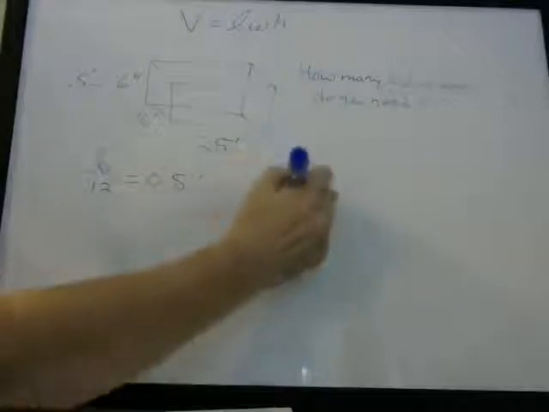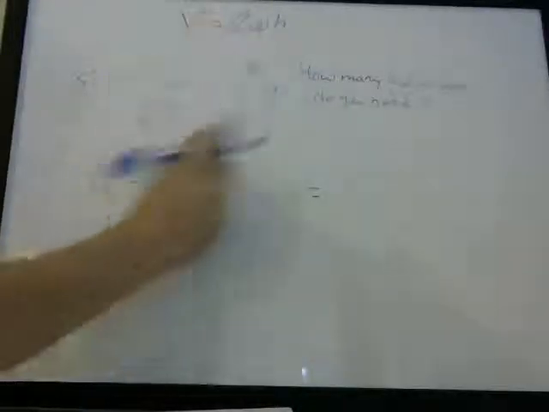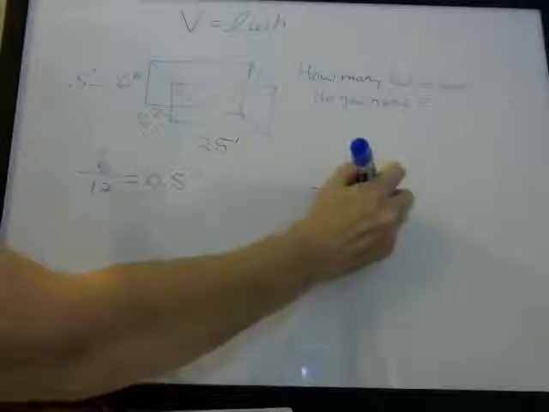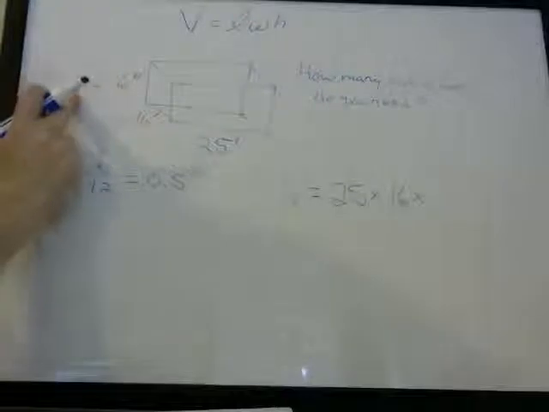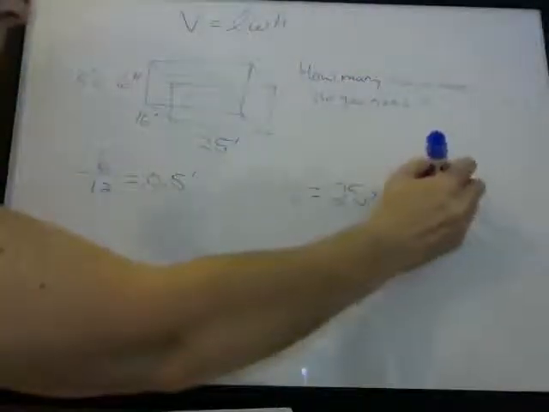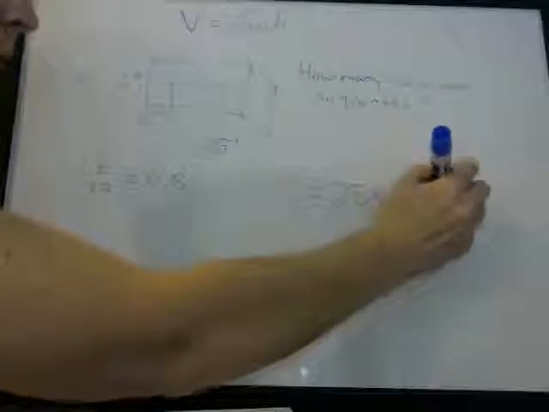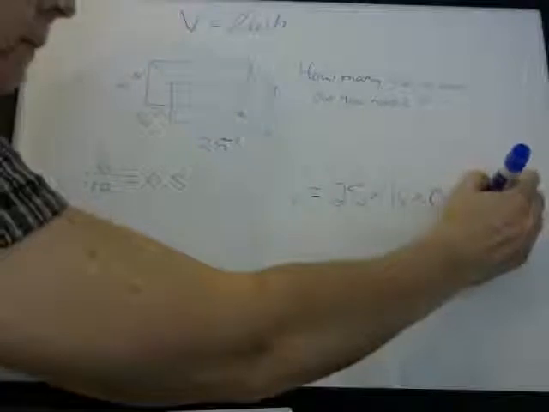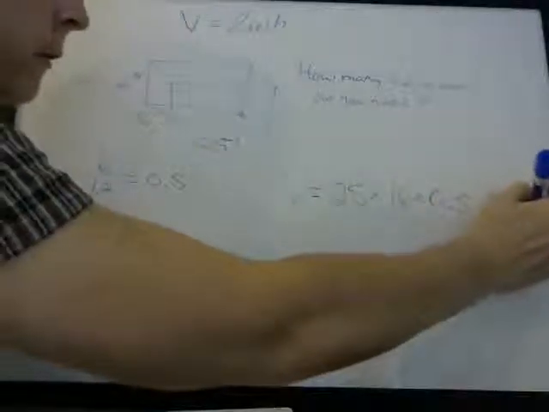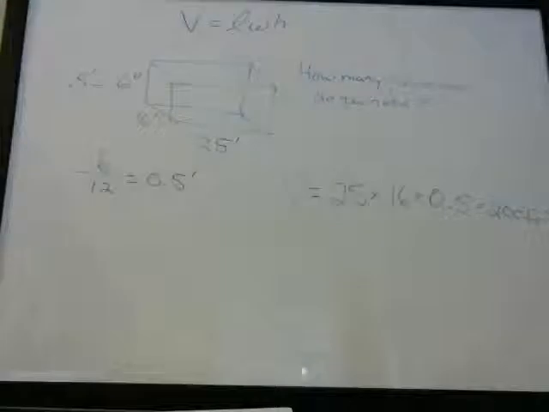So how do we find the volume of this? Again, it's very simple. The volume is length, which is 25, times width, which is 16, times height, which is 0.5, not 6, because it has to be in feet. All of the units have to be the same. So multiply it by 0.5. Get out your calculator and you do the math, and you're going to get 200 cubic feet is the answer for that problem.